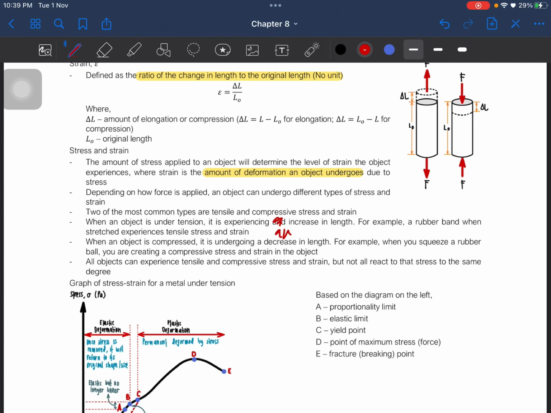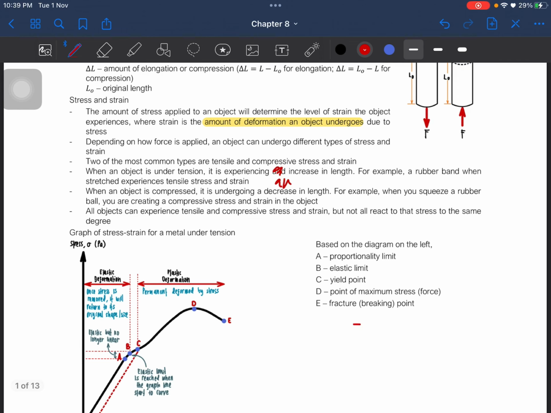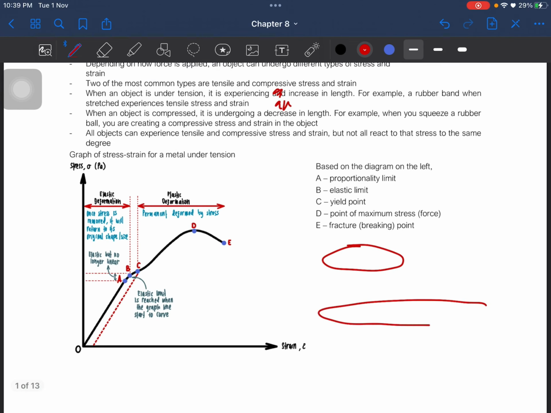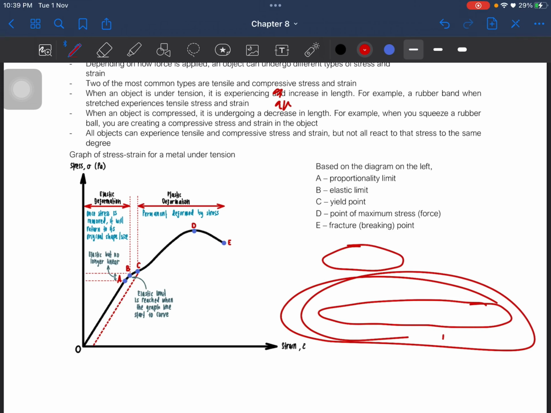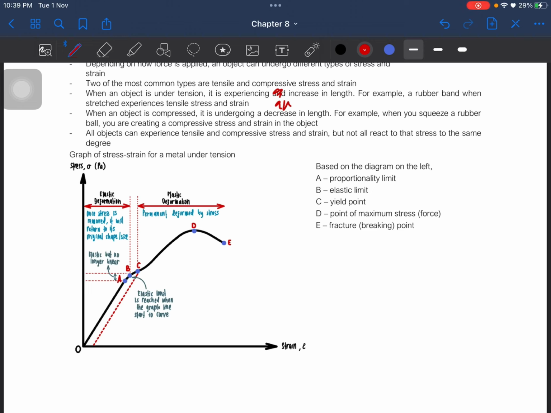Right, so next, for example, a rubber band, when you stretch, it will experience tensile stress and strain. Kan ni rubber, selalu kalau kita mau elastik kurang, kita tarik dia sampai sini kan. So what this rubber band is experiencing is basically tensile stress and strain lah. Okay, alright. Next, untuk compressive force pula, when an object is compressed, it is undergoing a decrease in length. Okay, so untuk tensile stress tadi, they undergo an increase in length. Untuk compression, dia punya length decreases.